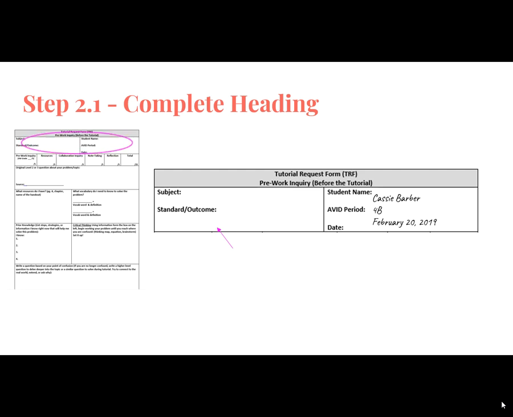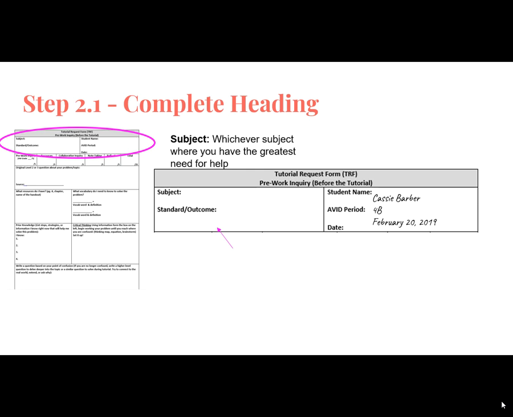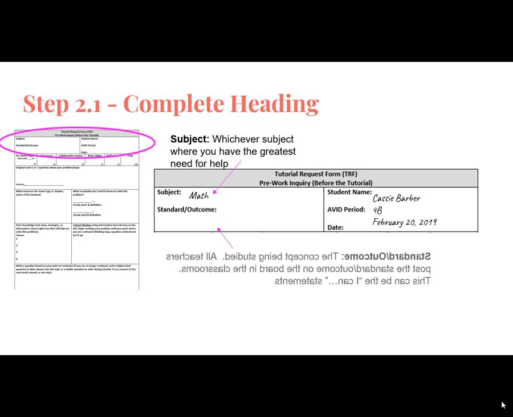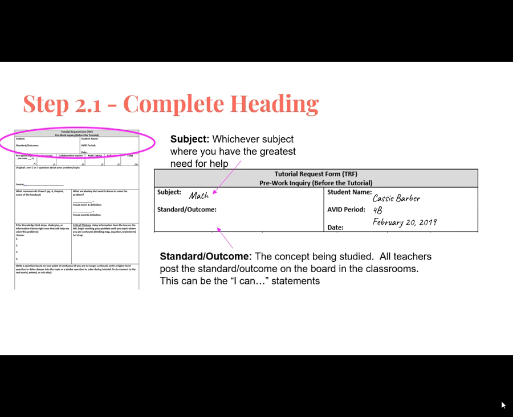So the first step would be to complete a heading. You want to include your subject. You want to include the standard or the outcome, and this can be found in the teachers' classrooms where they post them on the board. Sometimes it's on notes or on a student's worksheet. And you always want to make sure you include the student name, period, and the date that the TRF is due.